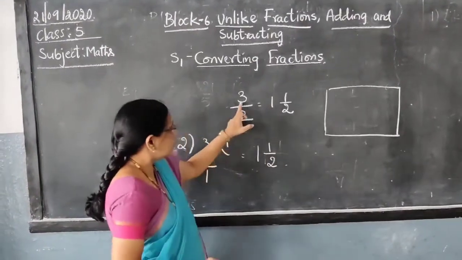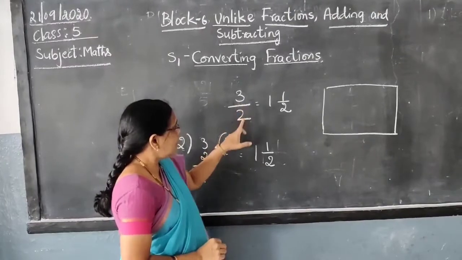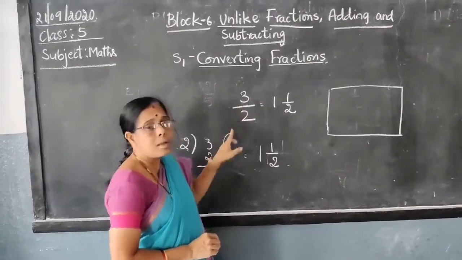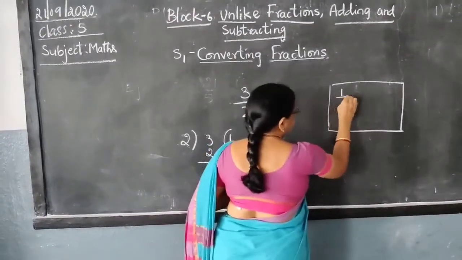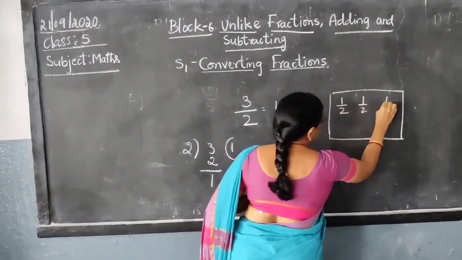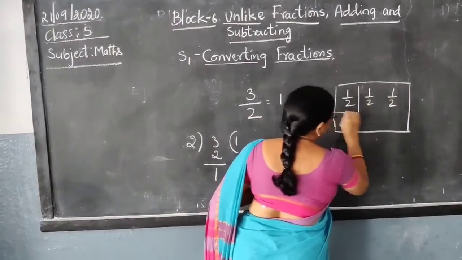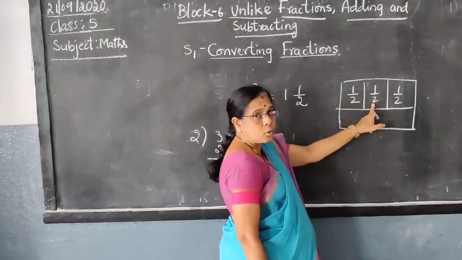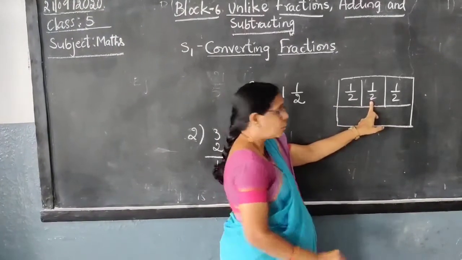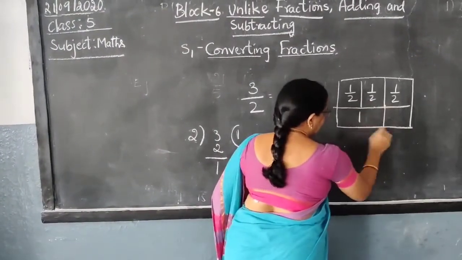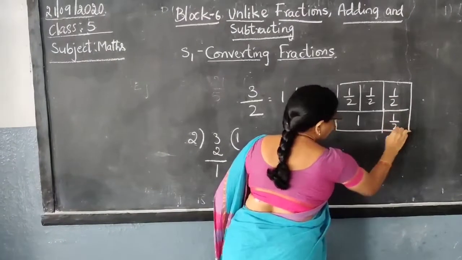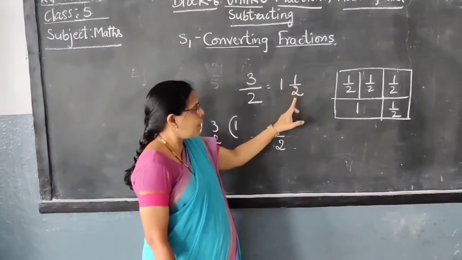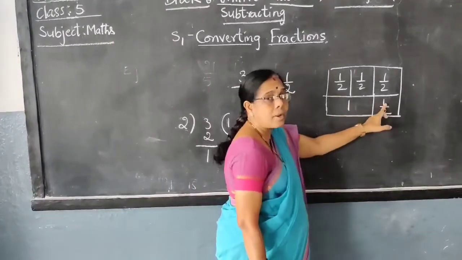First 3 by 2. In 3 by 2 how many halves are there, children? We will divide 2 into 3 parts. That is 1 by 2, 1 by 2, 1 by 2. So 2 halves is equal to how much, children? 2 halves is equal to 1. Okay, here remaining 1 by 2. Okay, understand? So answer is 1 by 2. Here also 1 by 2.